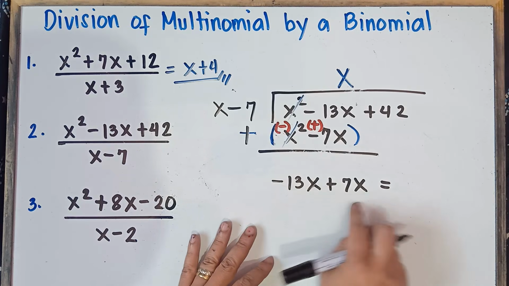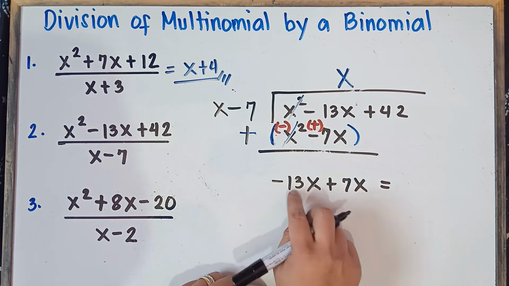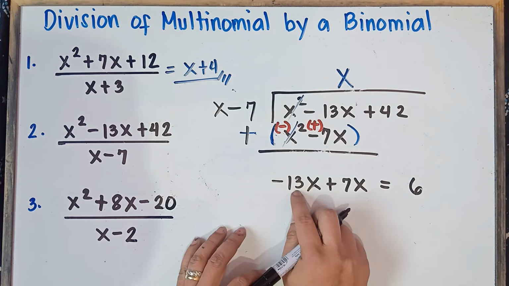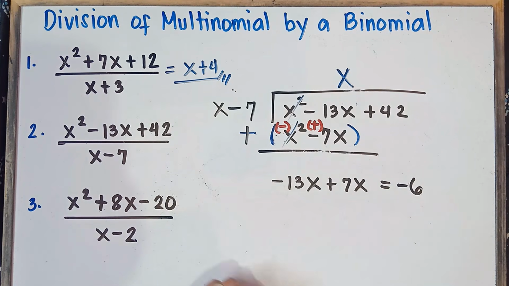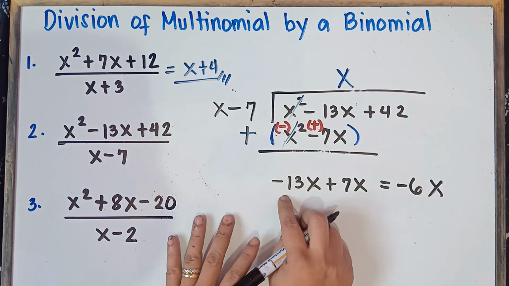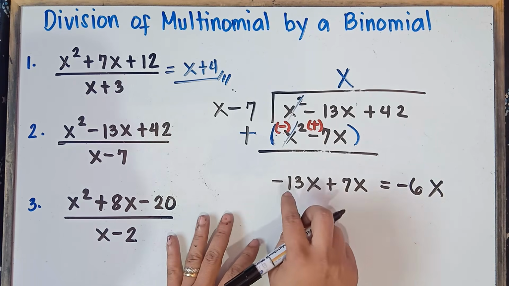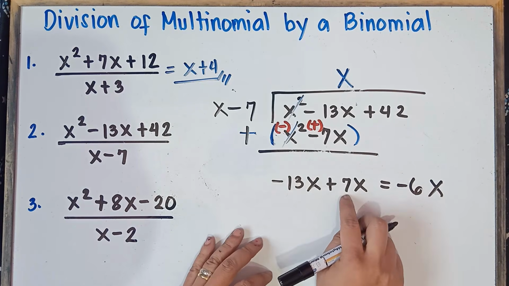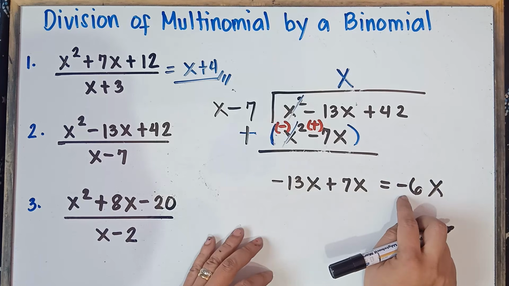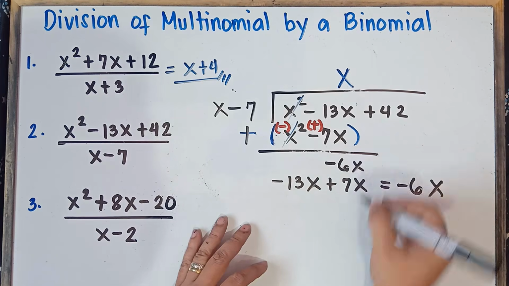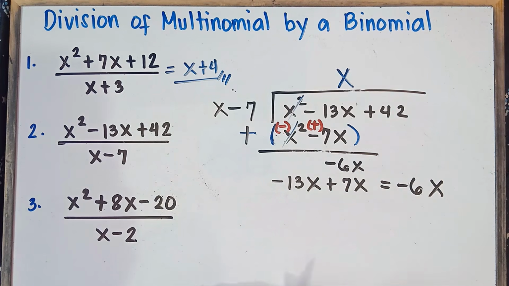If the signs are not the same, you subtract: 13 minus 7, that would be 6. Now 13 is greater than 7, we copy the sign of 13. That would be negative 6 and then simply copy x. So this is negative 6x. And then simply bring down 42.